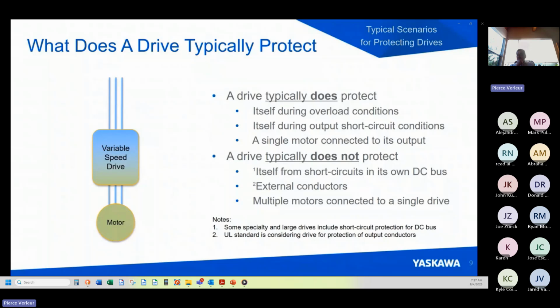Another thing that is going on with UL, which is a future thing and not yet a UL listed situation, is that they are considering the drive for being UL listed for protection of output conductors, but this is work in process. This is not available yet. So often, a separate device is typically required to completely protect the drive. Generically, we refer to those devices as overcurrent protective devices, OCPD for short, which typically is a circuit breaker or a fuse.